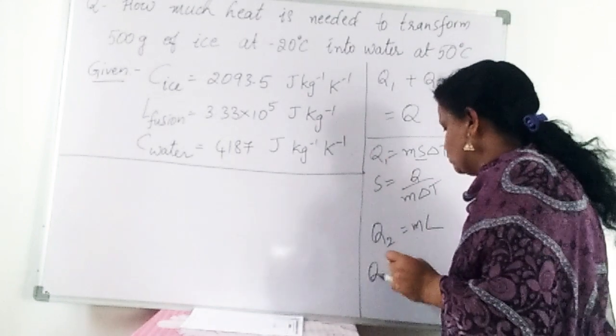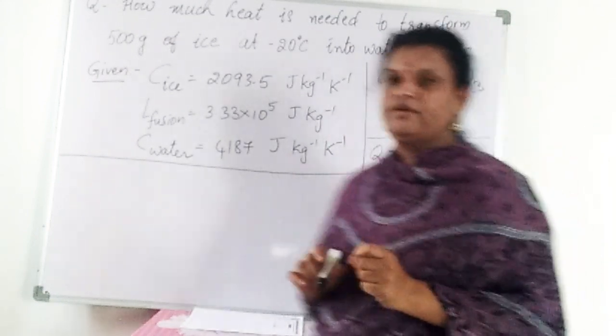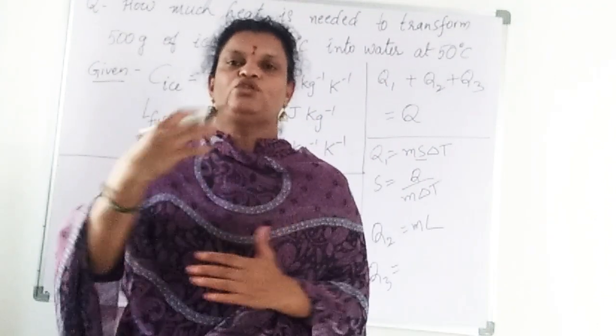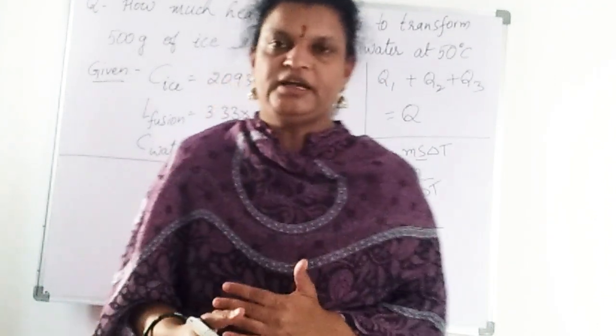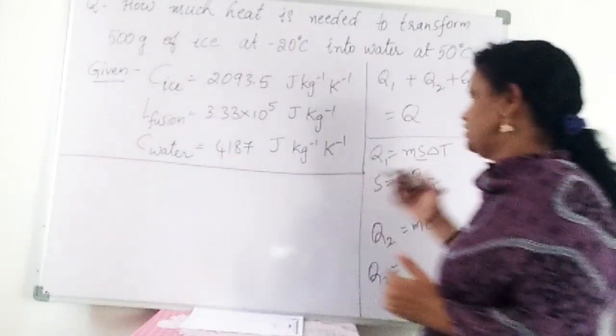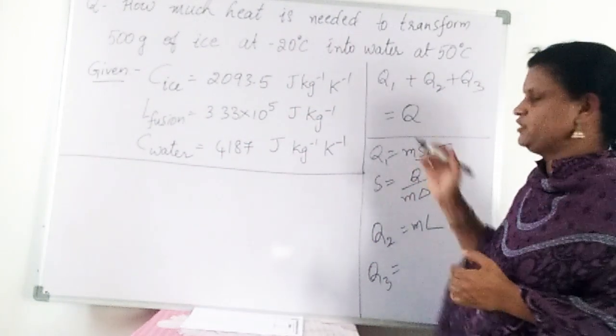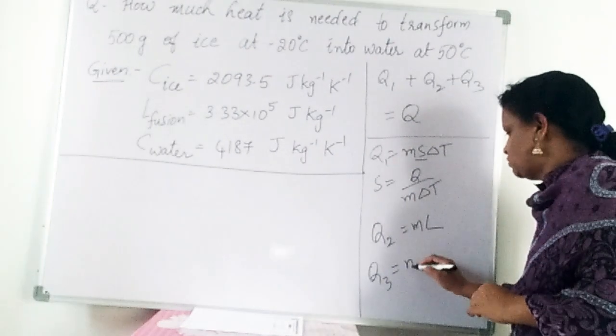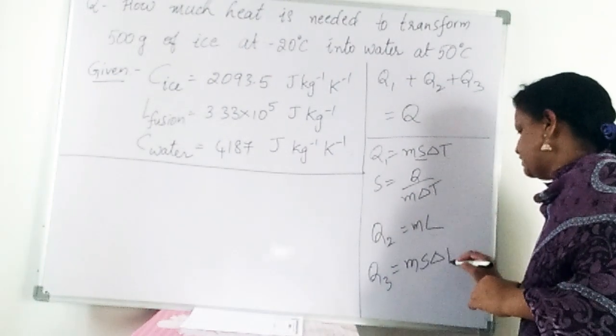In the same manner, Q3. What is this Q3? We already got water here. That water's temperature has to increase from 0 to 50 degrees Celsius. Here again we get a temperature difference, so we can use the same formula we used for the first case. So Q3 is equal to m into S delta T.